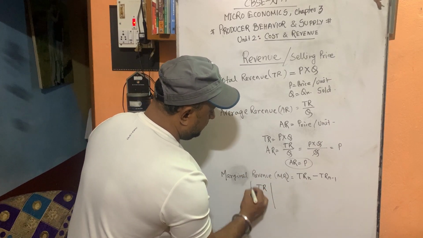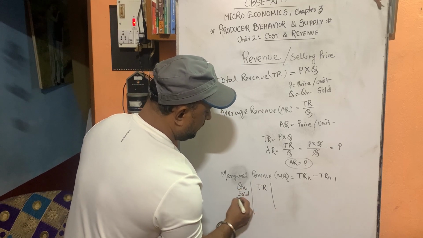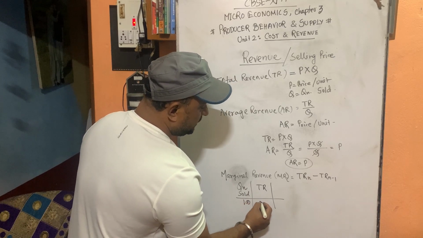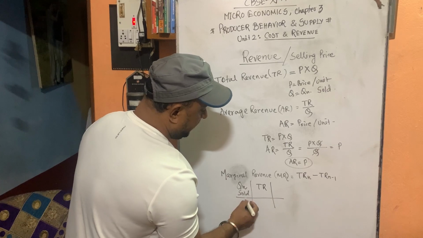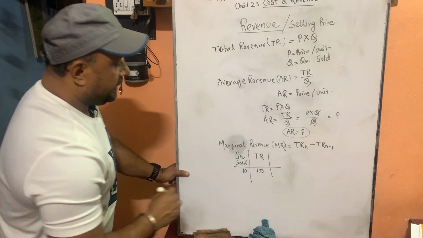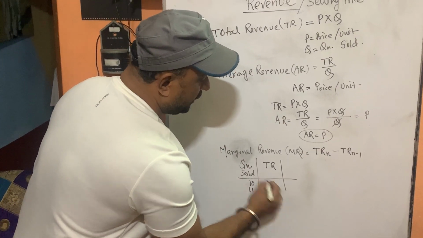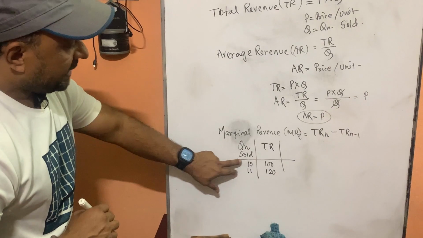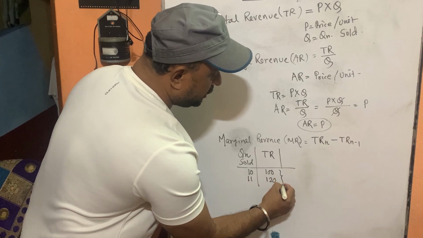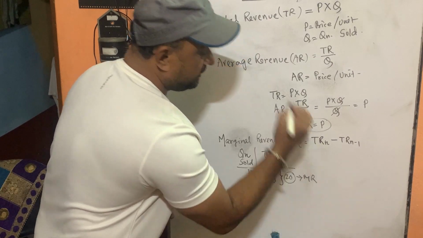Suppose total revenue, quantity sold. Suppose by selling 10 units a producer gets 100 rupees revenue. If he sells 11 units, suppose he is getting revenue of 120 rupees. Means what? By selling one extra unit of commodity, he is getting how much extra? 20 rupees he is getting extra. This 20 rupees is marginal revenue.